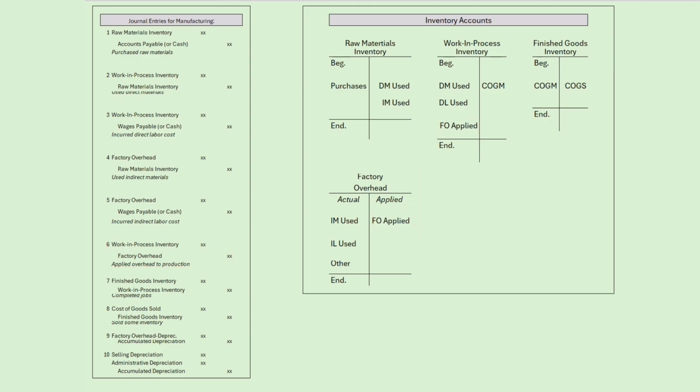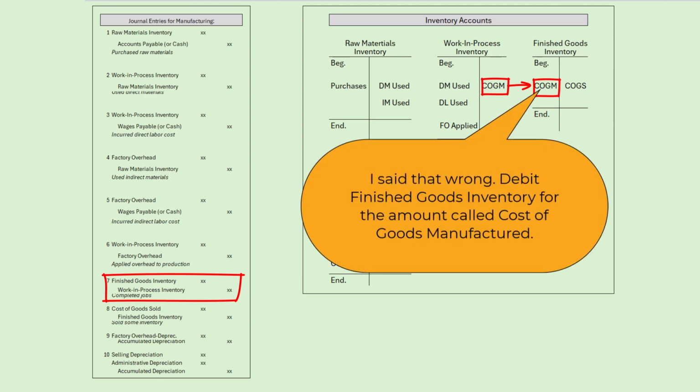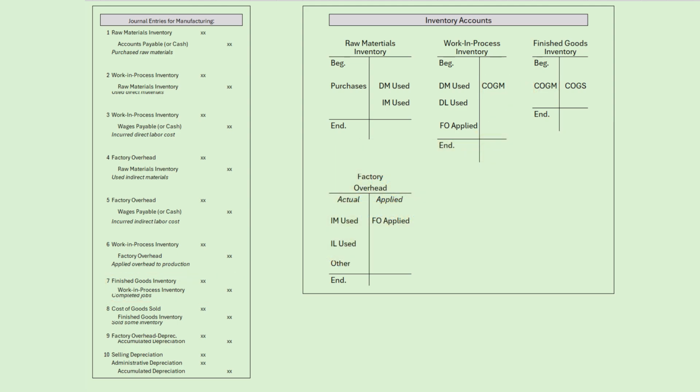Okay, the next one, when we finish actually producing something, we're going to transfer it out of this work in process area and send it to the finished goods area by debiting an account called cost of goods manufactured, and we will credit work in process inventory. Now, when we sell something, we will do just like we did in first semester. We'll debit accounts receivable and credit sales, and we'll debit cost of goods sold and credit finished goods inventory.